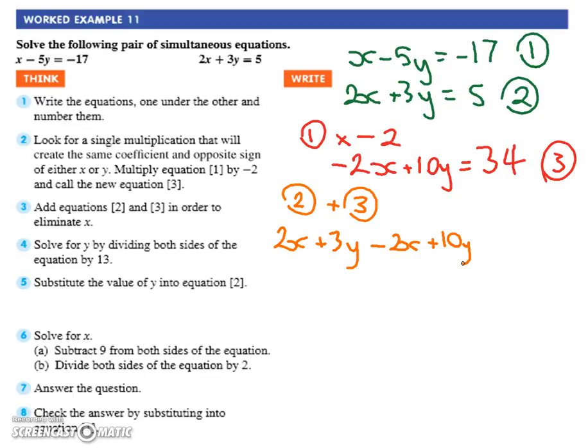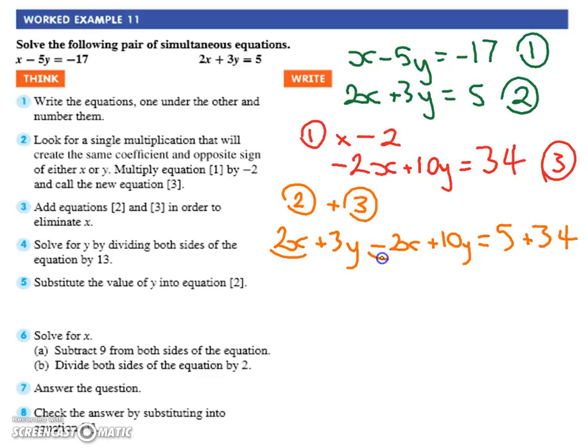Happy with that? Then I've still got the equals, and I've got equation 2 is 5, and I'm going to add 34. So I've added everything on the right side. Happy with that? So I've just added those two equations. You'll notice I'm writing exactly what I'm doing there. Now we use our collecting like terms.